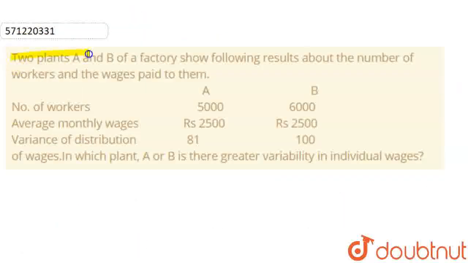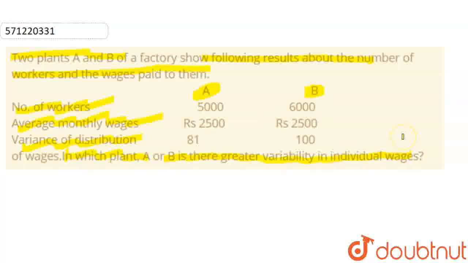Today our question is, two plants A, B of a factory show following results about the number of workers and the wages paid to them. So this is your plant A, this is plant B. Number of workers are given, average monthly wages of them are given, and variance of distribution is given to us. In which plant A or B is there greater variability in individual wages?